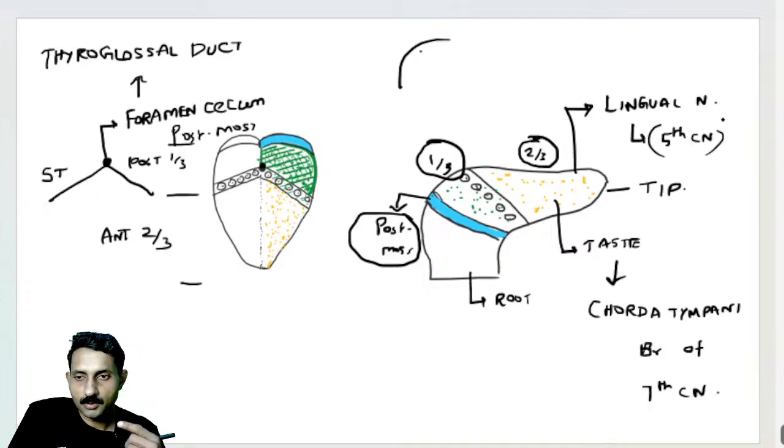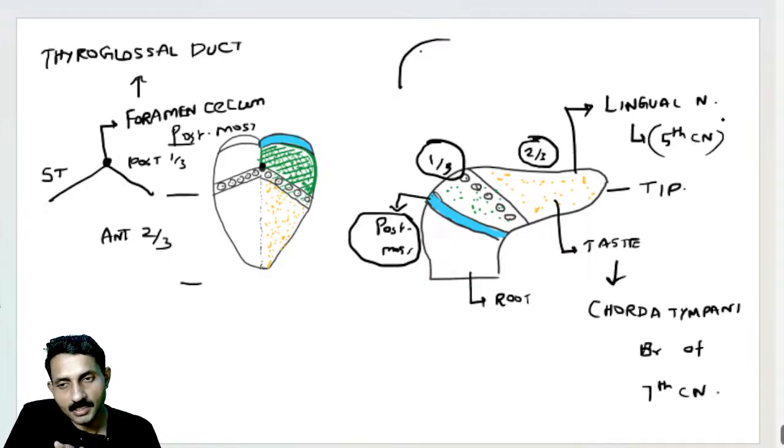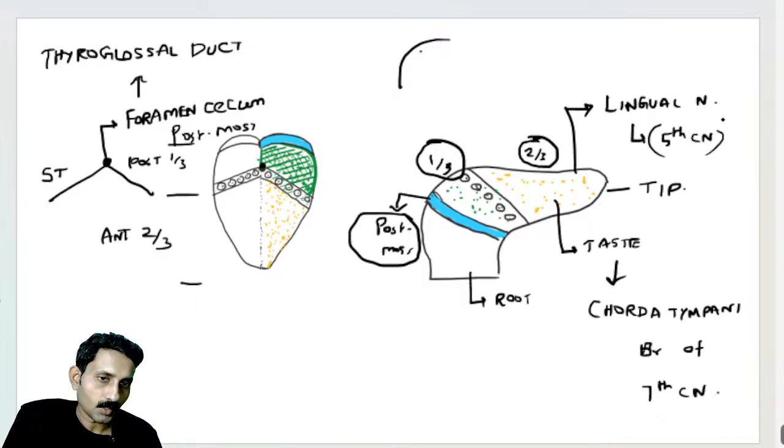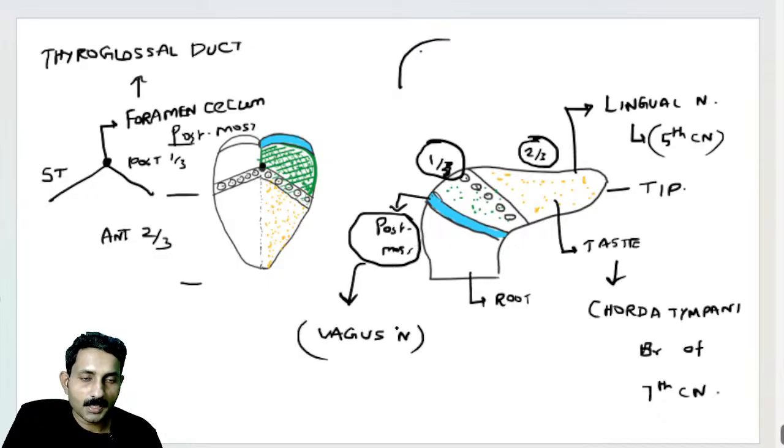The mandibular division, I told you, ophthalmic, maxillary, and mandibular. The mandibular division will give a branch called the lingual nerve. Lingual means tongue. You see the peculiarity: the 5th cranial nerve supplies the general sensation. Taste sensation is carried by the chorda tympani branch of the facial nerve. Now, the posterior one-third of the tongue and the posterior most part are different. The posterior most part of the tongue is supplied by the vagus nerve. The posterior one-third is supplied by the glossopharyngeal nerve.